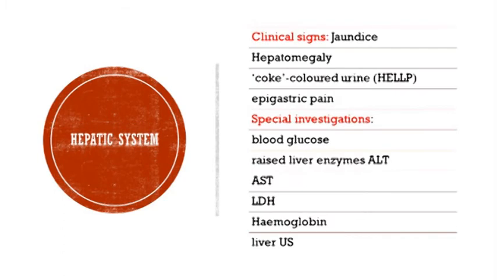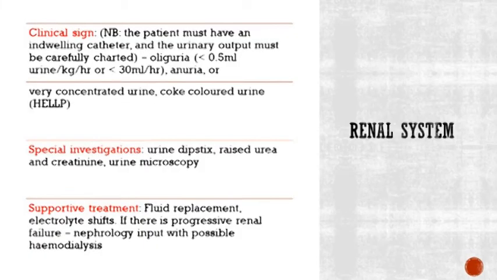Lastly, looking at liver failure, clinical signs that we can look for are jaundice, hepatomegaly, dark-colored urine, and in HELLP syndrome, severe epigastric pain. Special investigations also include a blood glucose, LFTs, and a liver ultrasound to exclude a liver hematoma.